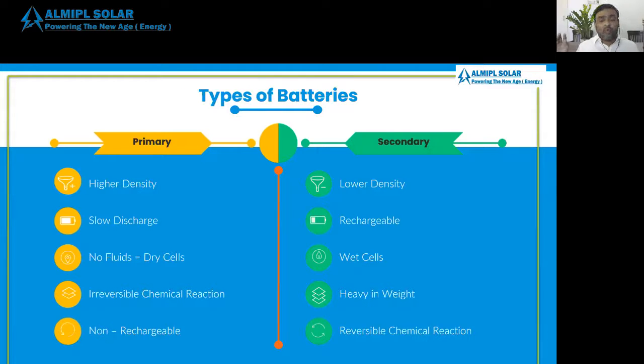But mostly, the battery we commonly use is the secondary category. It is of lower density. Rechargeable, wherever we require we can recharge. Wet cells, heavy in weight, reversible chemical reaction. So commonly we use the secondary battery only.